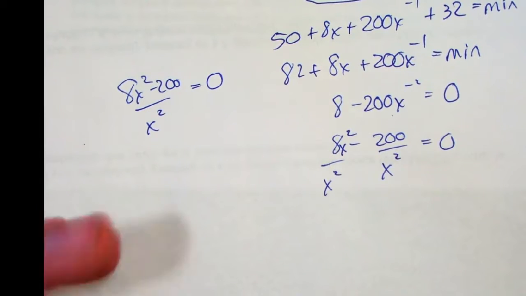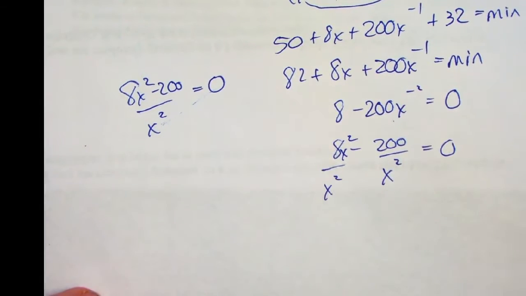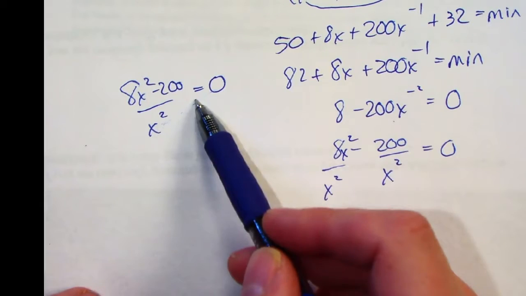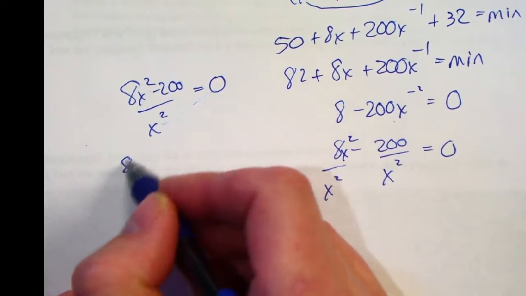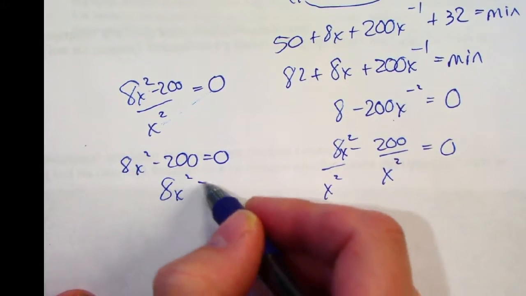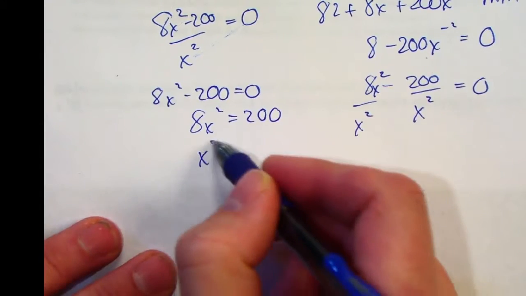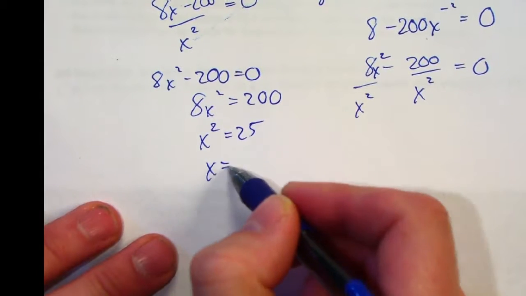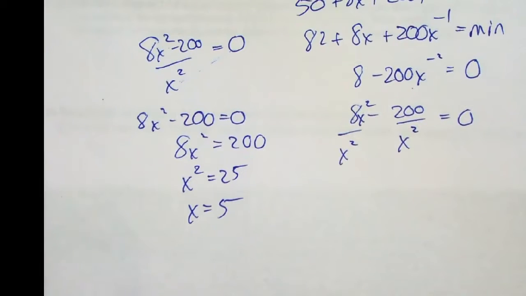My job is to set the top and bottom equal to 0. Setting the bottom equal to 0 would give you a piece of paper with nothing, so that doesn't matter. So set the top equal to 0. If I add 200 to both sides, divide by 8, and solve that, I get that x equals 5.